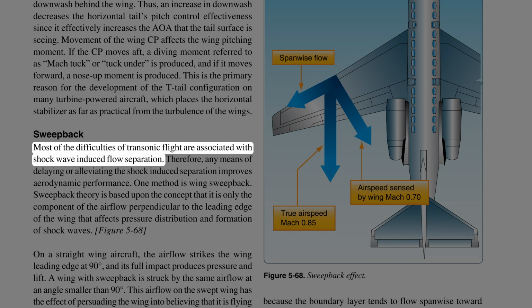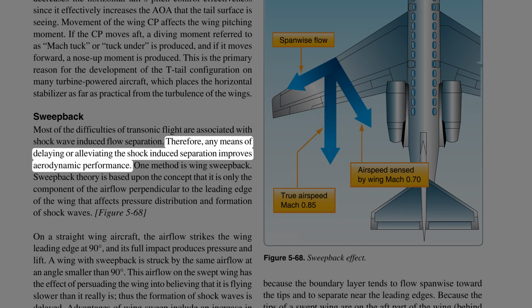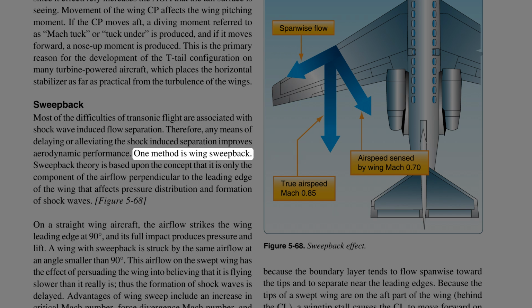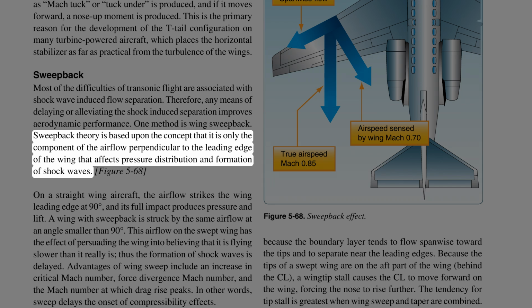Sweepback. Most of the difficulties of transonic flight are associated with shock wave-induced flow separation. Therefore, any means of delaying or alleviating the shock-induced separation improves aerodynamic performance. One method is wing sweepback. Sweepback theory is based upon the concept that it is only the component of the airflow perpendicular to the leading edge of the wing that affects pressure distribution and formation of shock waves.